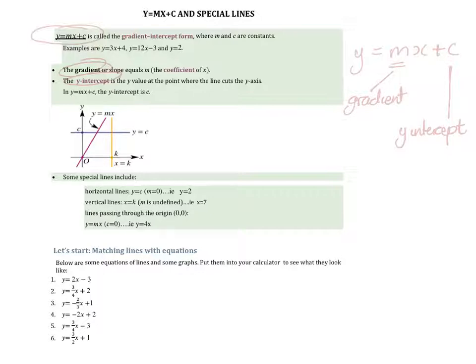And of course, we've already spoken about gradient. Gradient is going to be the slope of the graph. So the bigger the m value, the steeper the slope.